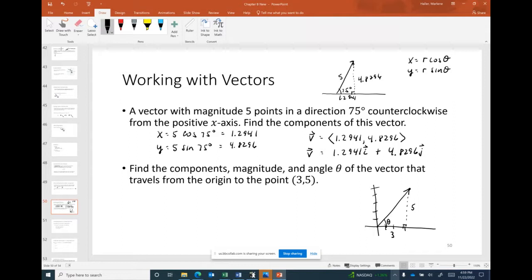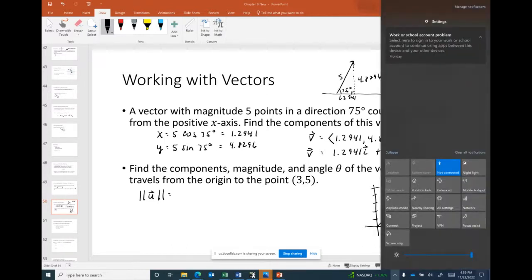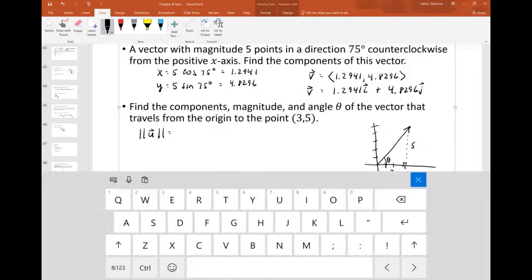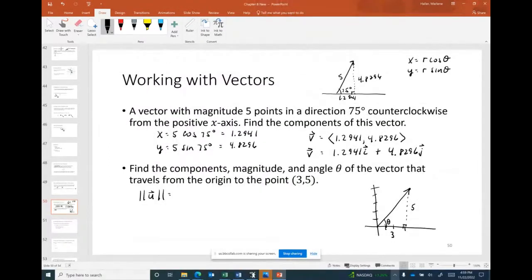So to find the magnitude, we'll call this vector u. To find the magnitude of vector u, that's finding the length of that hypotenuse, right? We know the Pythagorean theorem says leg squared plus leg squared is hypotenuse squared, or from our polar relationships, the radius r squared is x squared plus y squared. So r is the square root of x squared plus y squared.